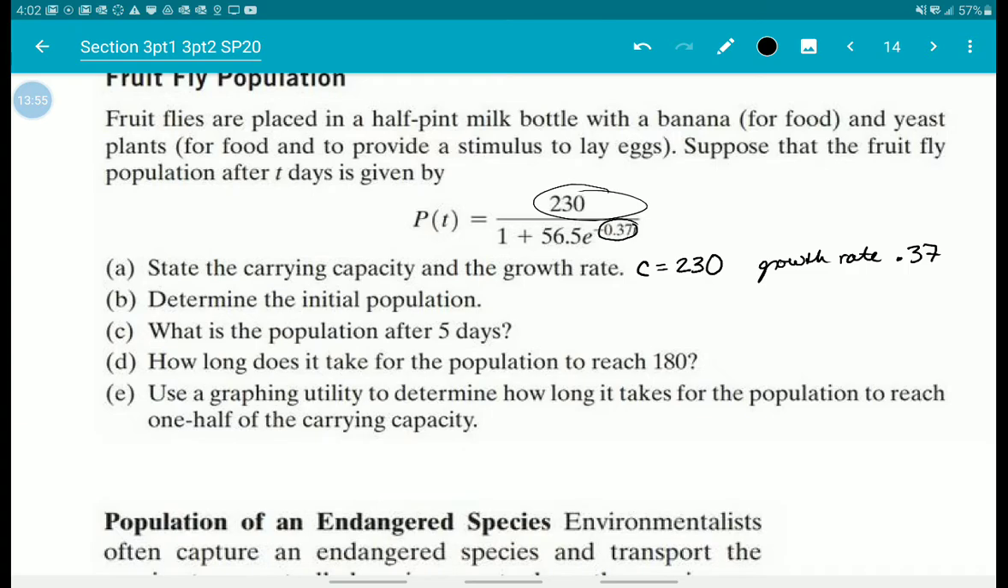B's asking, what is the initial population? Well, that's going to happen at time 0. So we need to plug a 0 into this. If we plug a 0 in for that time t, we're going to have 230 divided by 1 plus 56.5 times e to the 0. And e to the 0 is 1. So we're going to have 230 divided by 57.5.